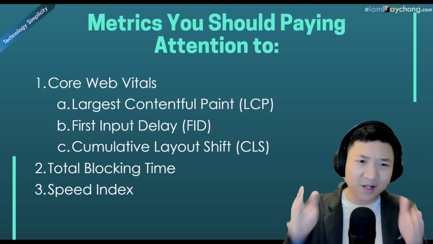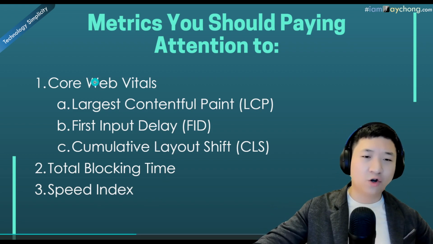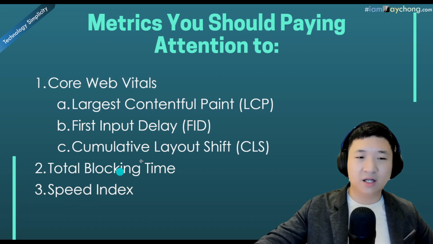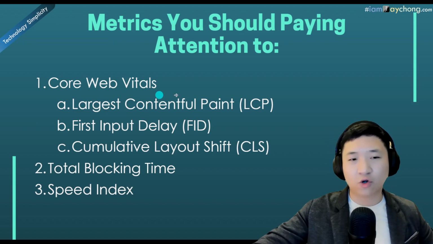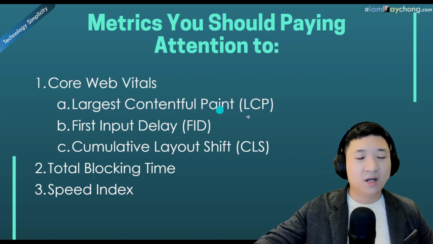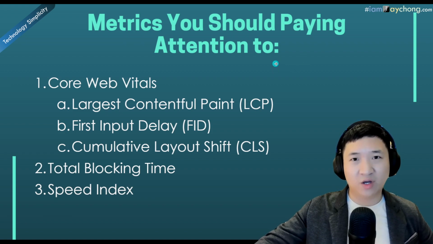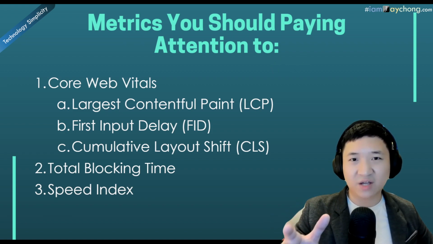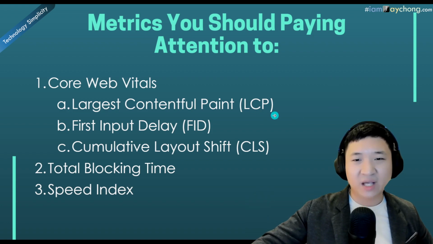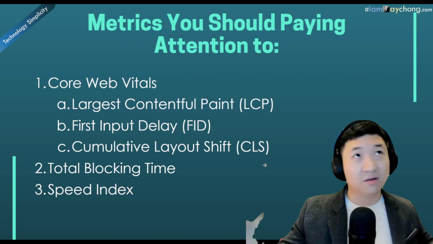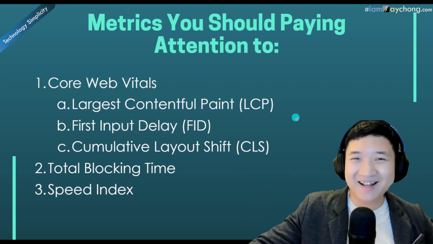Okay, make sense? So look at this. There are three parts here: core web vitals, total blocking time, and speed index. And up until this, core web vitals, you have three. These are the ones that took me a while to understand, so I do my best to make you understand within this very short period of time. LCP, FID, CLS. You're like, okay, WTF.